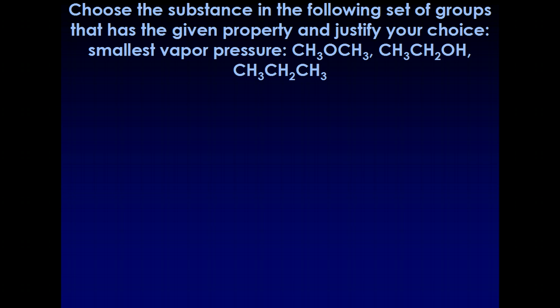Here we have CH3OCH3, this is dimethyl ether. We have ethanol, and we have propane. And we're asked which of these would have the smallest vapor pressure. So again, the one with the smallest vapor pressure is going to be the one with the strongest intermolecular forces, because as we saw before, when you have weaker intermolecular forces, it's easier for you to escape and become a gas. You don't have as many forces to overcome, so you're able to get there with a higher vapor pressure. So with these 3 choices, propane is nonpolar, so all it's going to have are London dispersion forces.